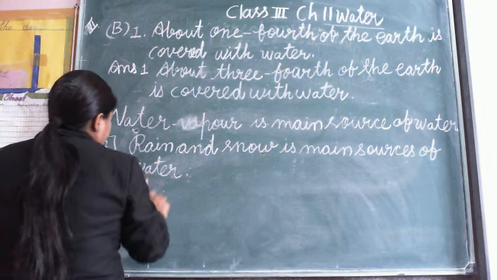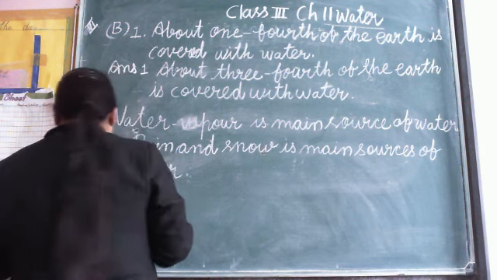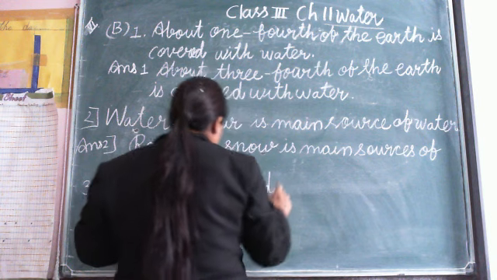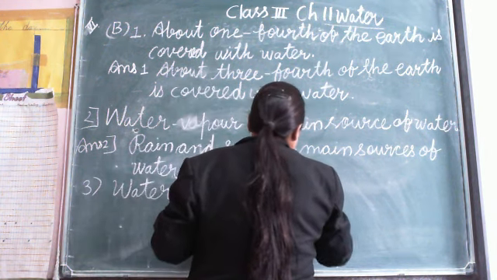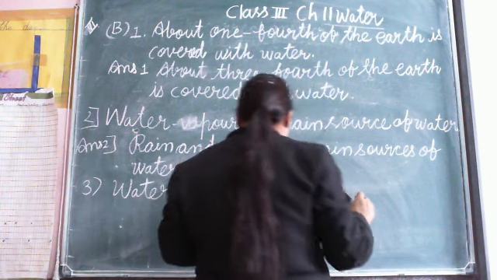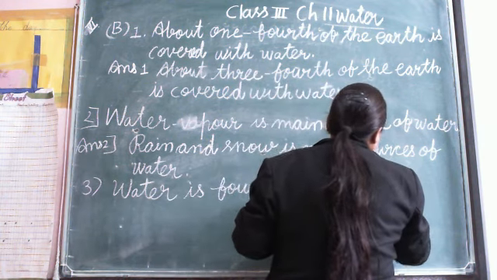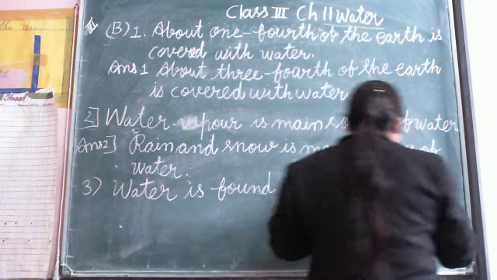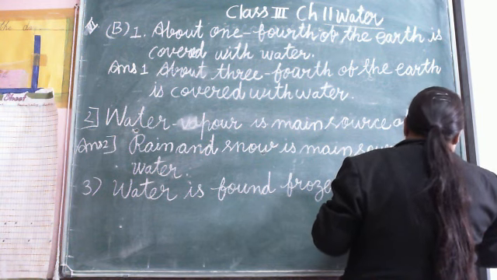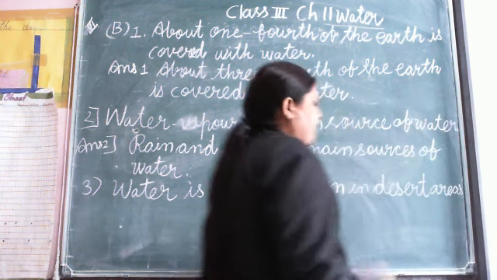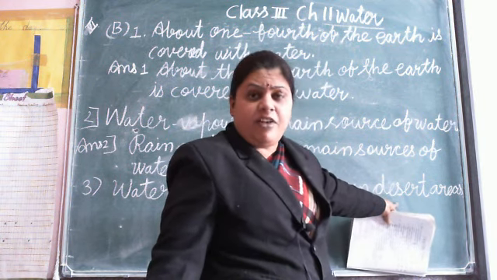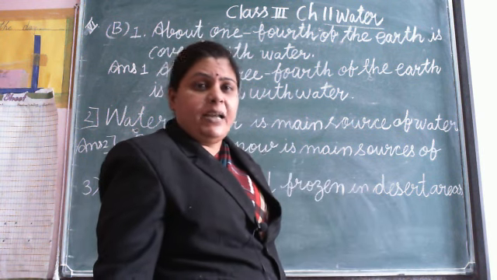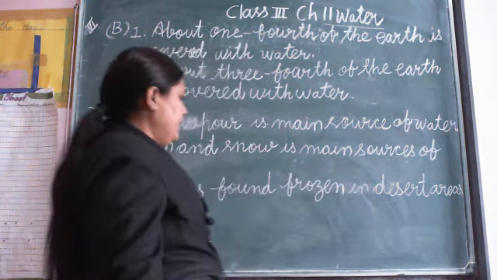Water is found frozen in desert area. So desert means रेगिस्तान, रेतीला इलाका. Water can found frozen in desert area. क्या पानी जमा हुआ मिल सकता है रेगिस्तान में? रेगिस्तान में तो बेटा पानी ही नहीं मिलता है. Then this is the wrong one.